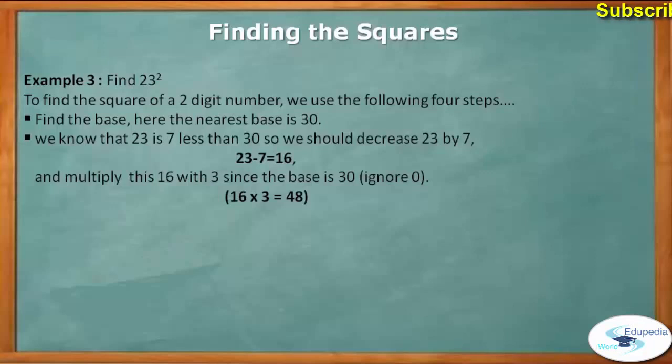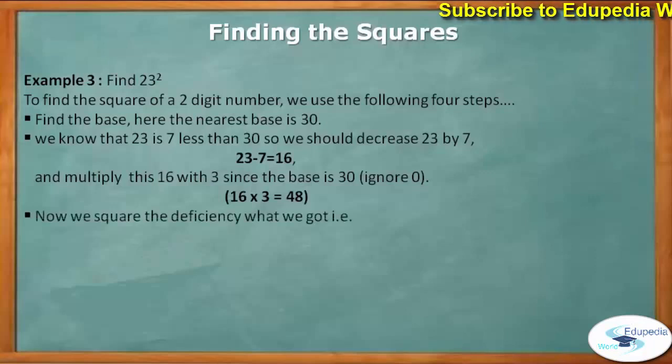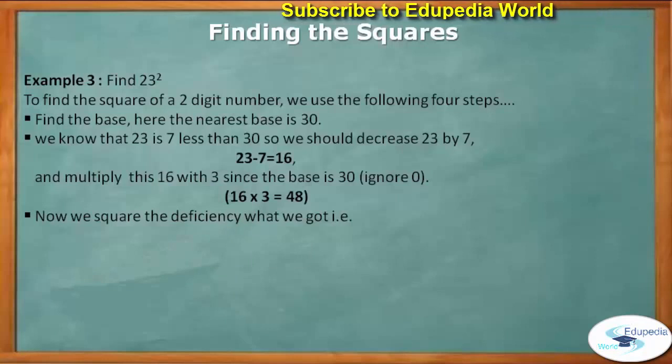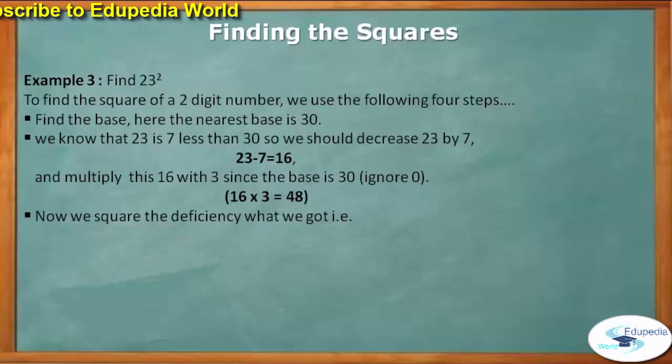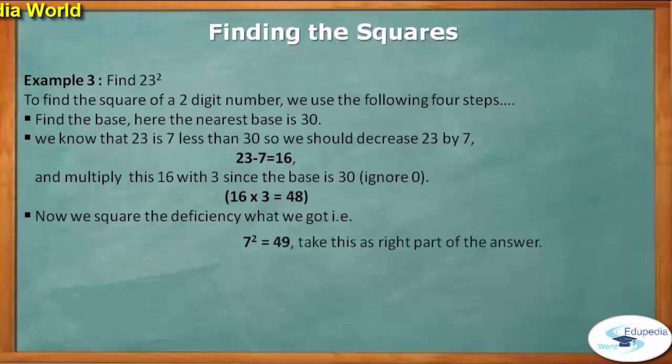Moving further to step number 3. Now we have to square the deficiency we have got. Here the deficiency is 7, and by squaring the 7 we will get 49, and we take this 49 as the right part of the answer.